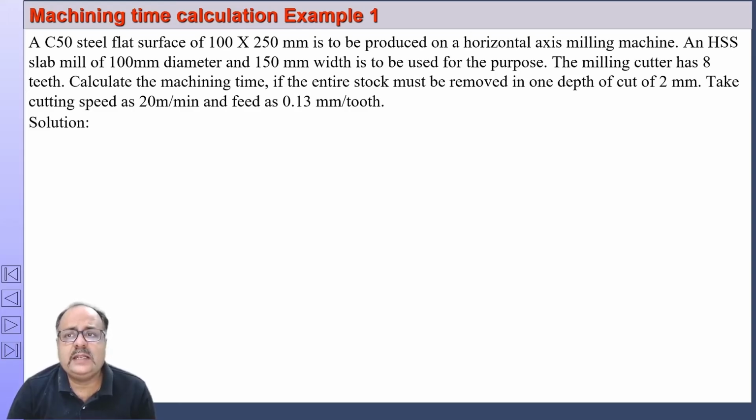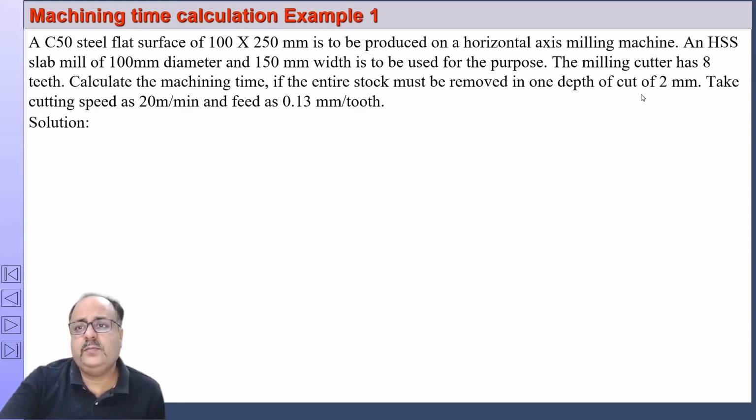Now the entire thing has to be cut in one depth of cut, that is 2 mm, and the cutter has 8 teeth. And for this material, if you check the handbook, you will find that the cutting speed should be 20 meter per minute and the feed should be 0.13 mm per tooth. However, it is given in the question, so you don't have to worry about the material.